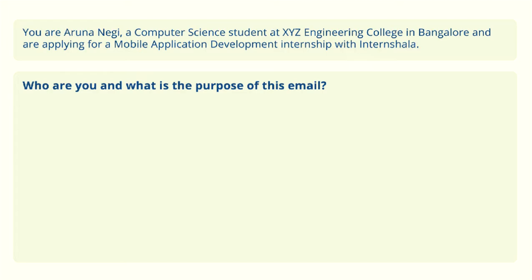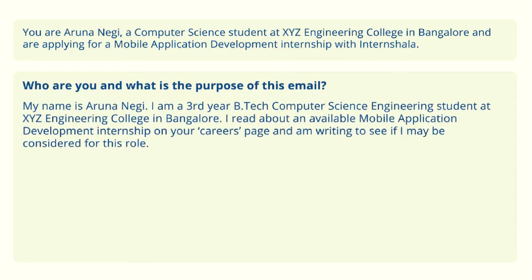For example, you can write something like this. My name is Aruna Negi. I am a third year BTech Computer Science and Engineering student at XYZ College in Bangalore. I read about an available mobile application development internship on your careers page and I am writing to see if I may be considered for this role. So, you see, we have clearly mentioned the name of the applicant, the year of study, and the purpose of this email, that is, to find out if one can be considered for the role.